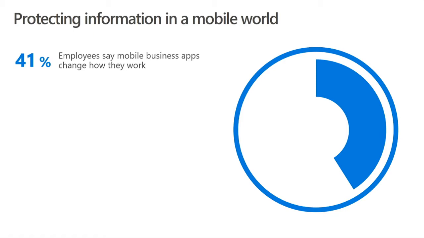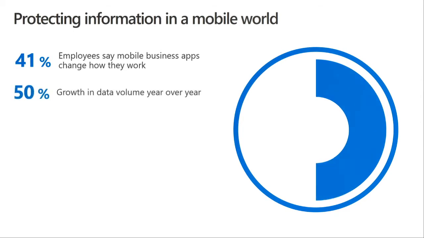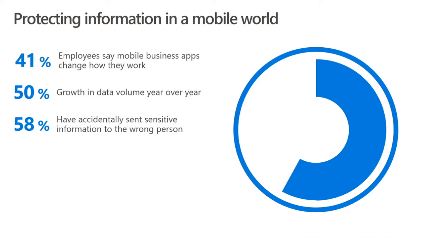41% of employees say that working in this environment, working in mobile apps, has changed the way that they work. Now that's in a world where year over year, some estimates show that data is increasing at a rate of 50% per year, which is pretty staggering. That's a lot of data every year. Now with all of that data, we're working with it more and more. 58% of people say that they have accidentally shared sensitive information with the wrong person. I've been the recipient of some of that. I've seen that happen firsthand.